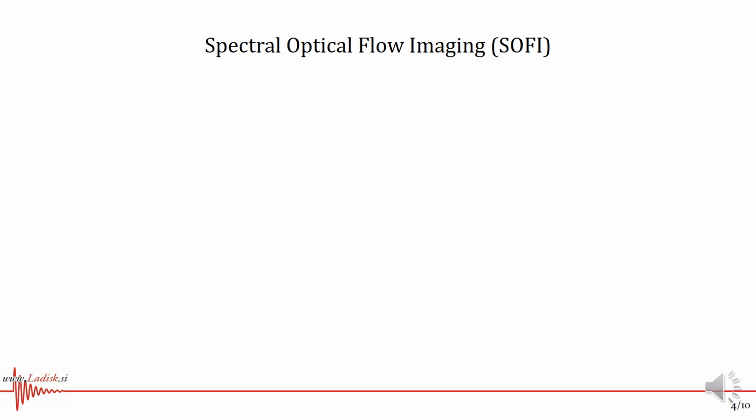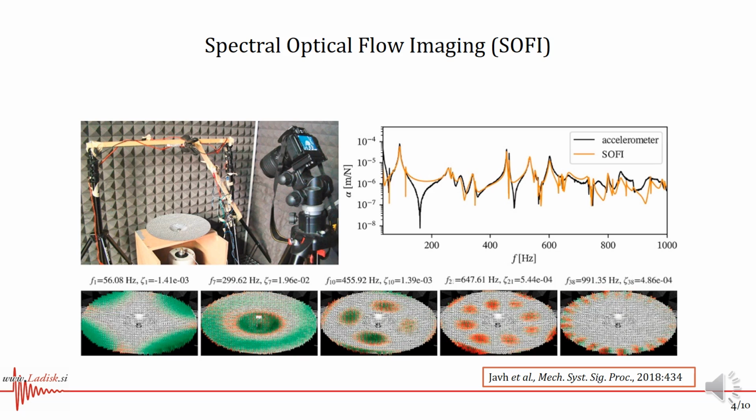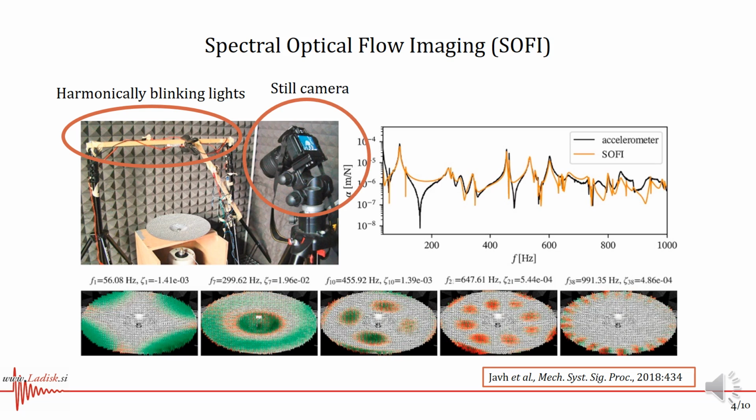The second theoretical principle utilized in this work is the recently proposed spectral optical flow imaging method, which can be used to identify frequency domain operating deflection shapes in digital images. It utilizes illumination of harmonic intensity to perform an analog Fourier integration of the full field displacements over the camera's exposure period. The spectral optical flow imaging method enables image-based measurements of high-frequency vibration, where the measurement frequency is not governed by the frame rate of the imaging system, but rather the harmonic modulation frequency of the illumination source. A still camera can therefore be used for image acquisition, considerably reducing the complexity and cost of the imaging system.